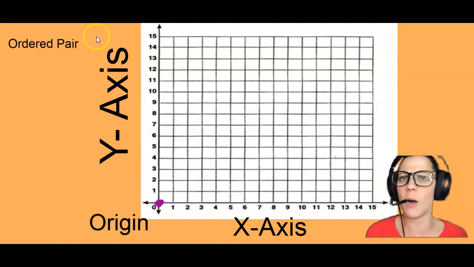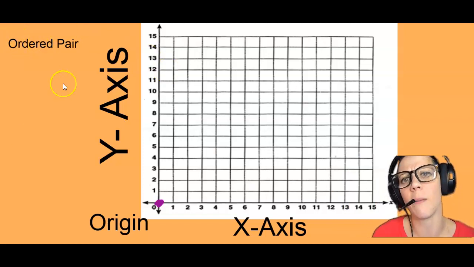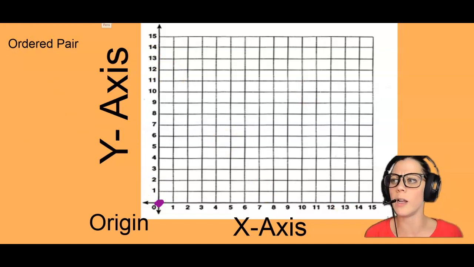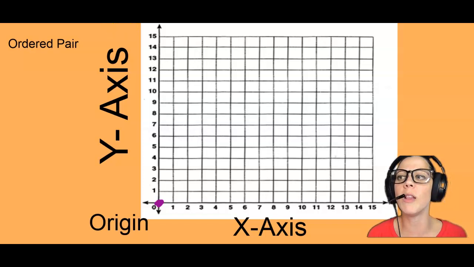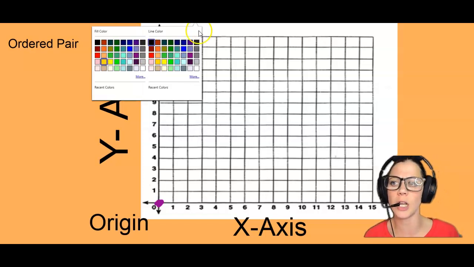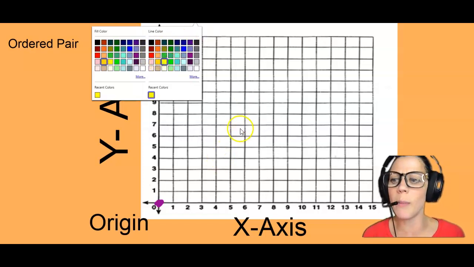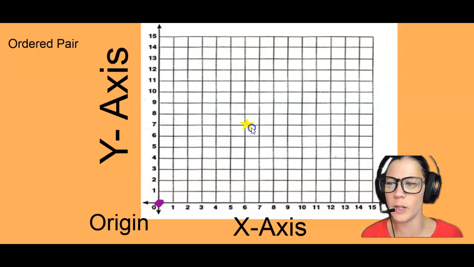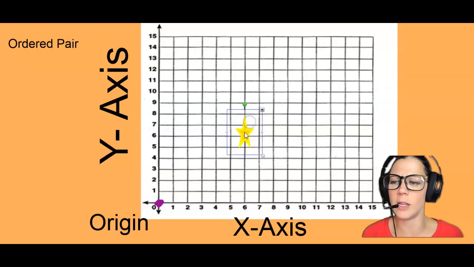Now we've got to find out what this word ordered pair means. An ordered pair is basically a dot or a point that we have plotted on this particular coordinate grid. So I'm going to use a star, okay? I'm going to put a star right here. Oh, my goodness, that made it very large. Right here at this point of my coordinate grid.